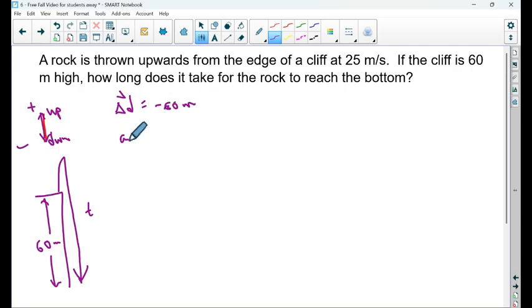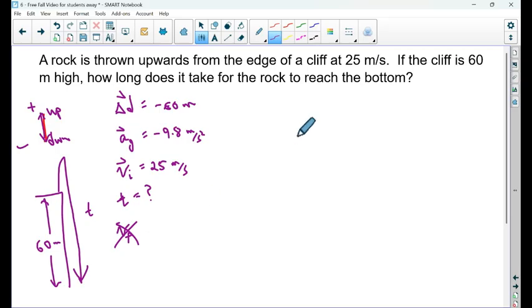Our acceleration due to gravity is going to be negative 9.8 meters per second squared. Our initial velocity is in the positive direction, 25 meters per second. Our time, I'm not sure what it is, we're going to have to figure that out. Final velocity, don't have it, don't need it, let's get rid of it. Let's pick an equation. We're going to pick equation 3.